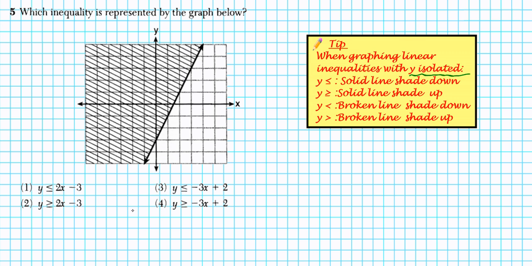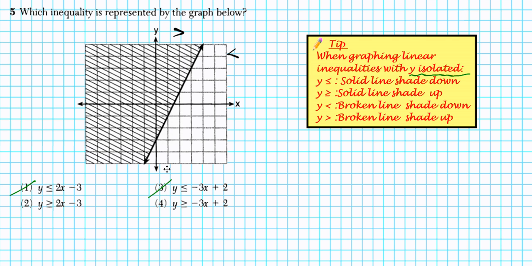Okay? Now the next thing we're looking at is the direction of the shading. Since we're shading above, it is greater than. Okay? Below is less than. So let's look at the options we have here. We have a less than, eliminate that, and then we have a less than, eliminate that. It has to be greater. Okay? Now, how do we know which one is correct? It's either option 2 or option 4.